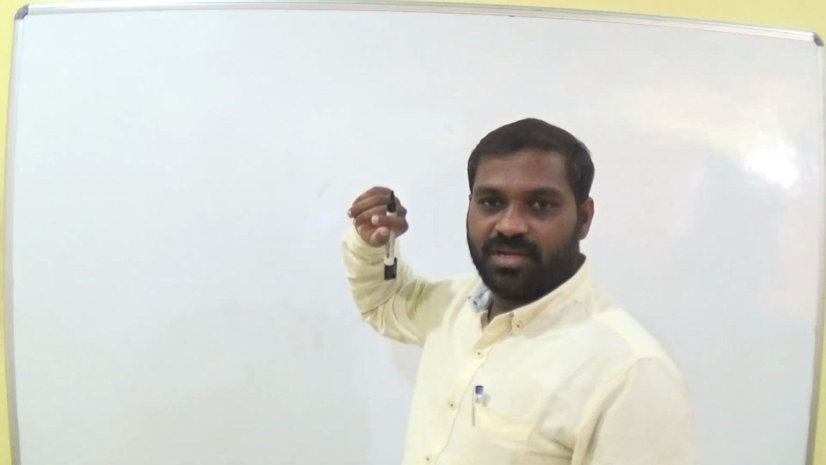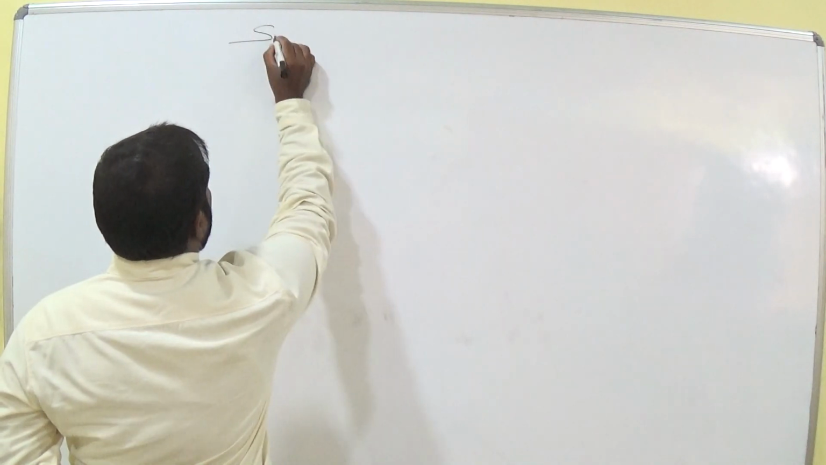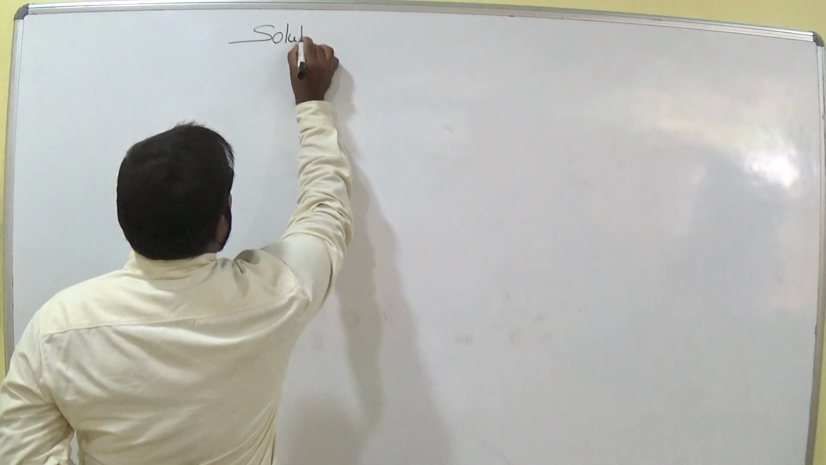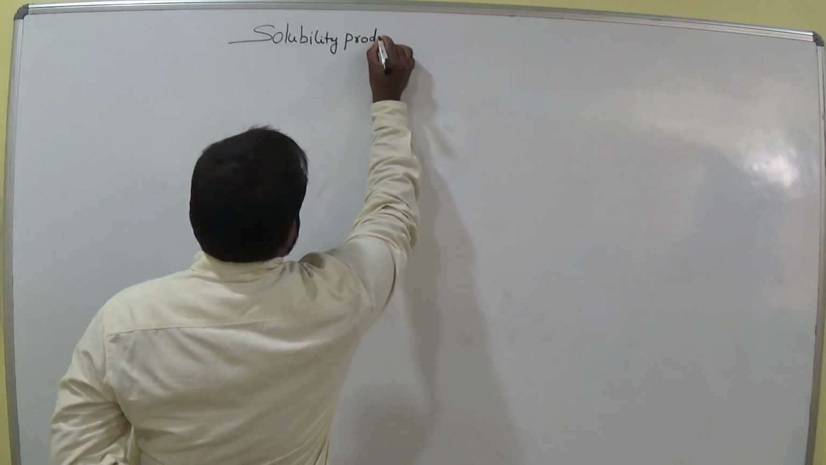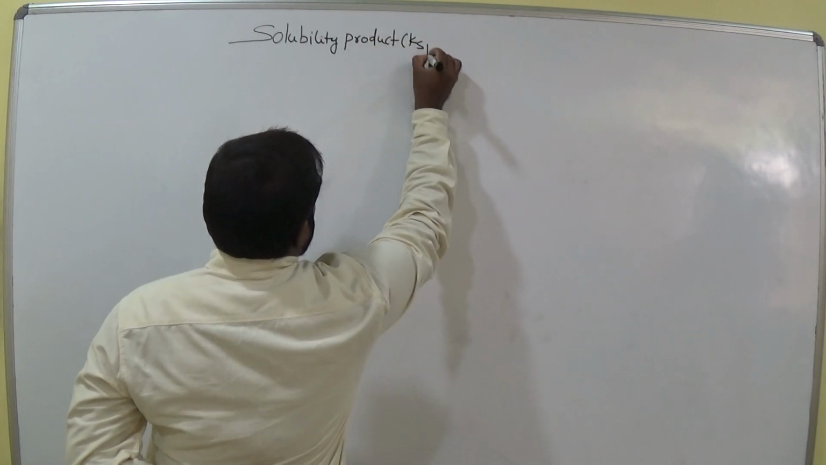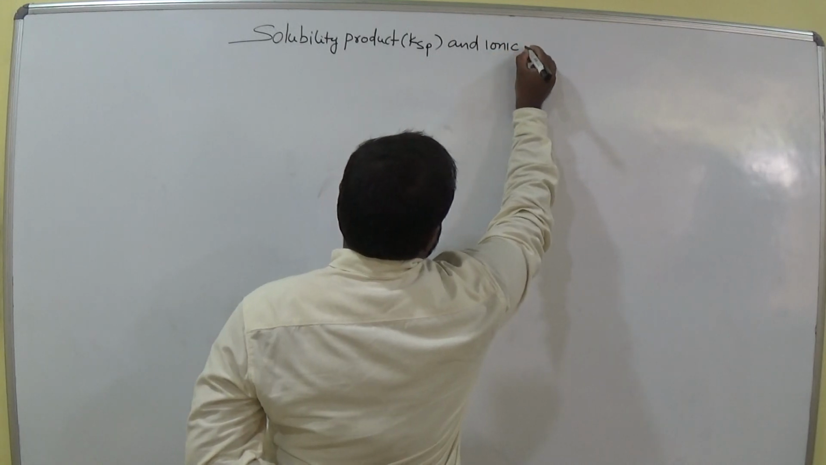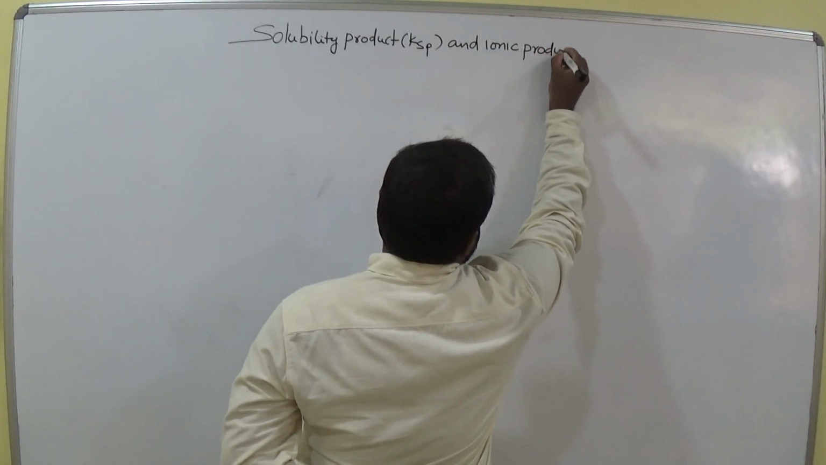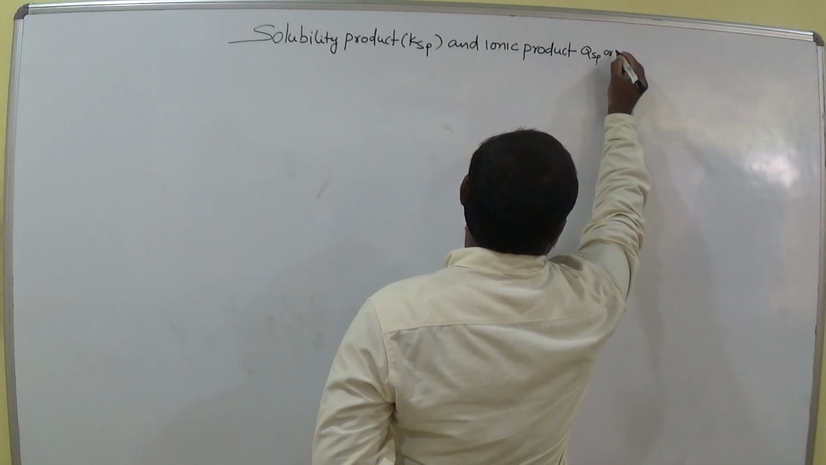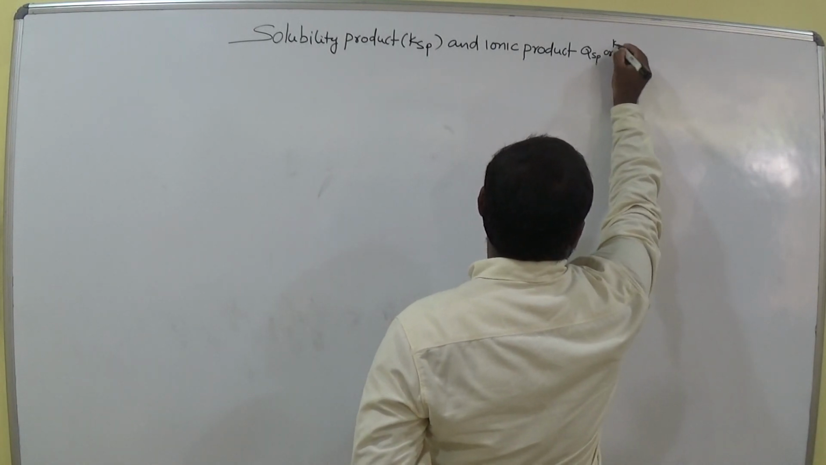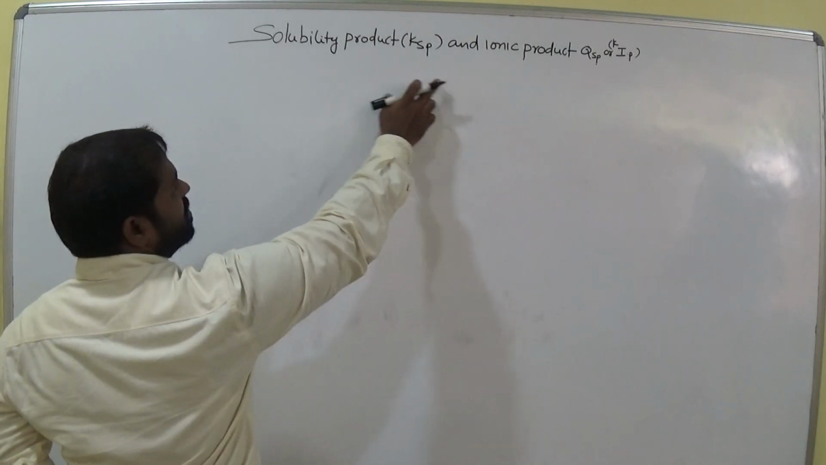Let's see the continuity of solubility product of sparingly soluble salt. And today's topic is solubility product, KSP, and ionic product, QSP or KIP. Solubility product and ionic product.